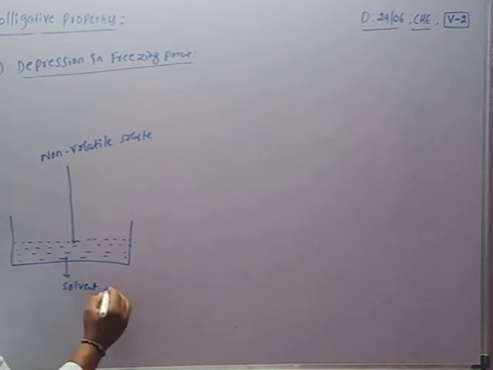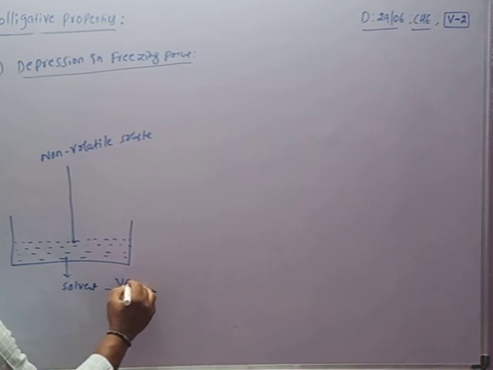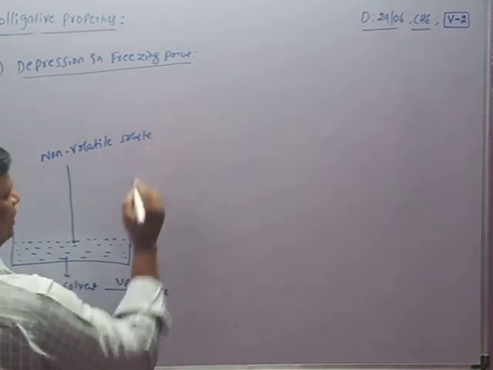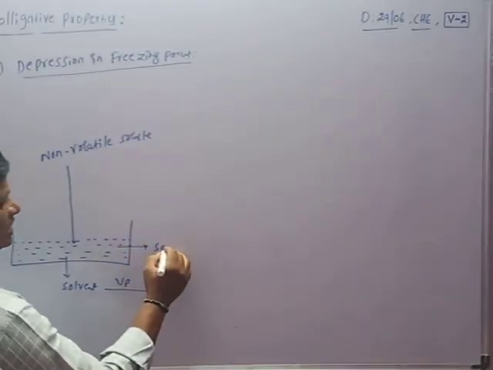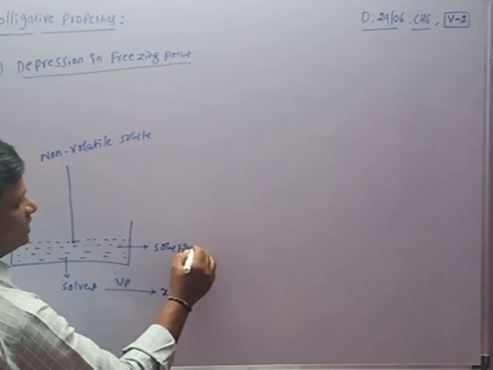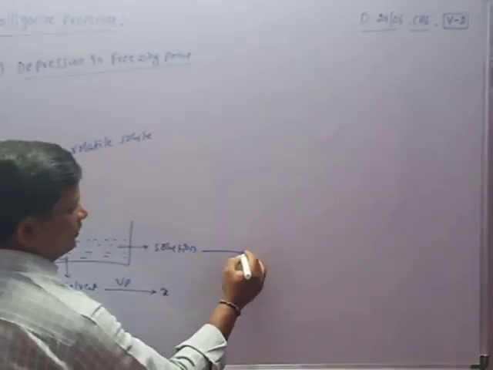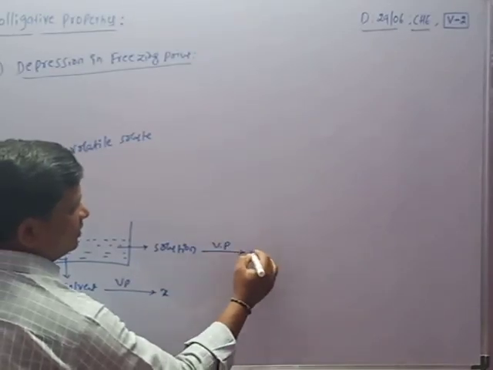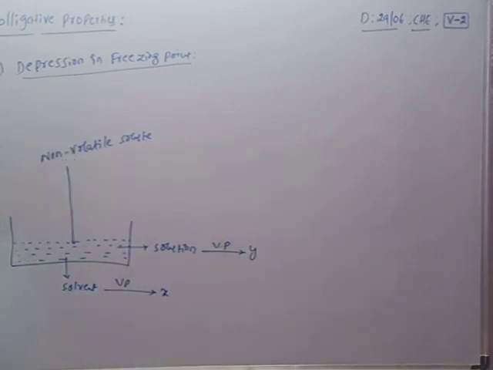For example, the solvent vapor pressure is X. The solute is added to the solvent, then a solution is obtained. Now the vapor pressure of the solution, say Y. With respect to vapor pressure, X is greater than Y. Same as elevation in boiling point.